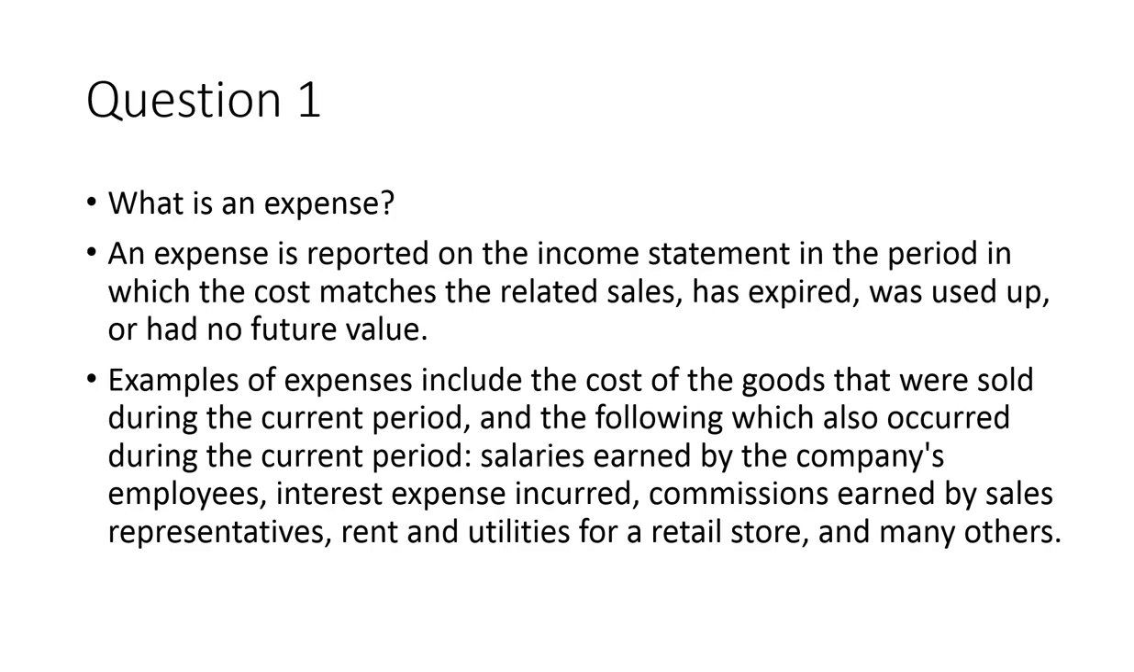It's an income statement item. It helps us to measure net income. And again, with the matching principle, we match our costs to the related sales within the accounting period. So examples of expenses include cost of goods that were sold during a current period. Also, anything that occurred during the period: salaries earned by company's employees, interest expense that was incurred, commissions earned by sales representatives, rent and utilities for a retail store, and many others. As many items on the income statement that show up as expenses, they're all valid expenses. So let's go to question number 2.